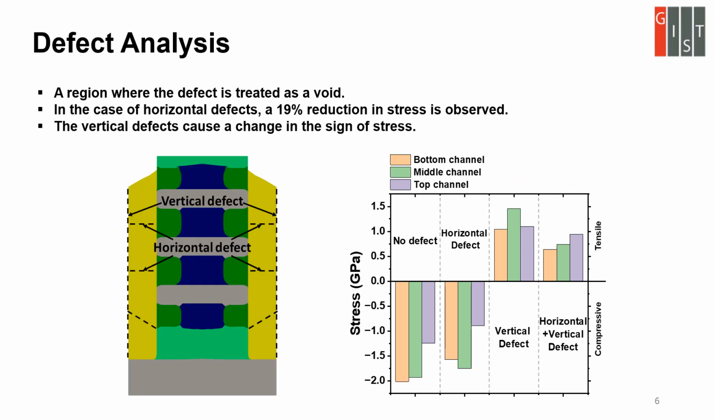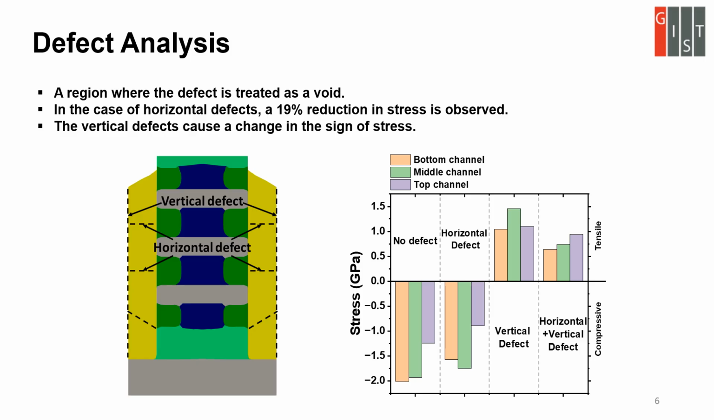During source drain epitaxy, multiple growths can cause defects. In our simulation, defect regions were modeled as void. Horizontal defects result in a 19% stress reduction, and vertical defects cause a sign change in stress. Since electrons benefit from tensile stress, vertical defect can be advantageous for NMOS strain.